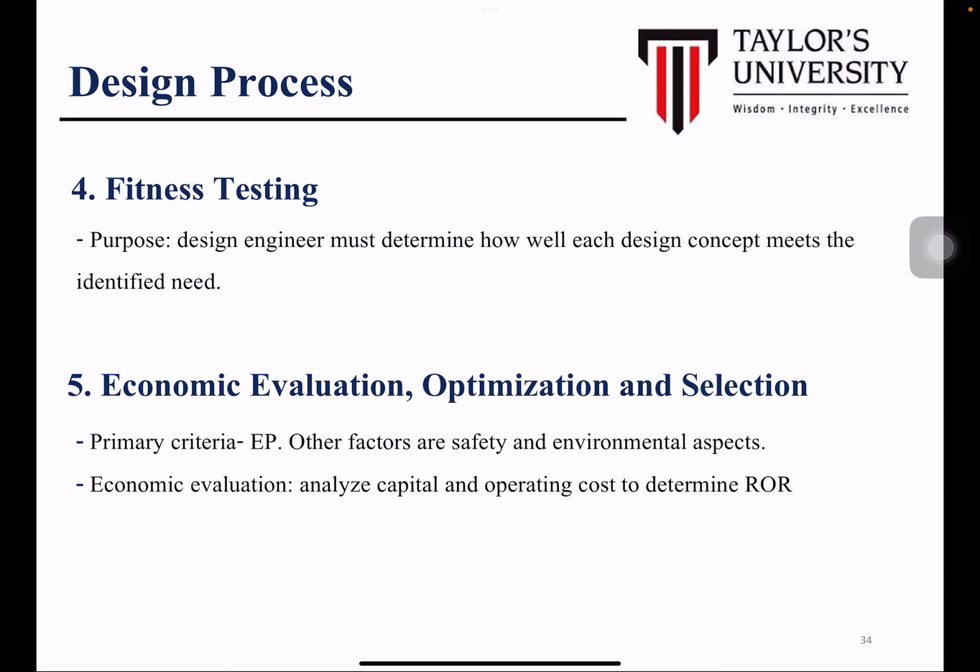Then economic evaluation, optimization, selection. Okay, so there are various other factors that we have to consider here. Okay, all those economic potential we need to do. We will learn them later because we have 6 different levels of economic potential. Apart from that, safety and environmental aspects also we have to look into. Economic evaluation. Basically, we also at the end need to identify your return of investment.